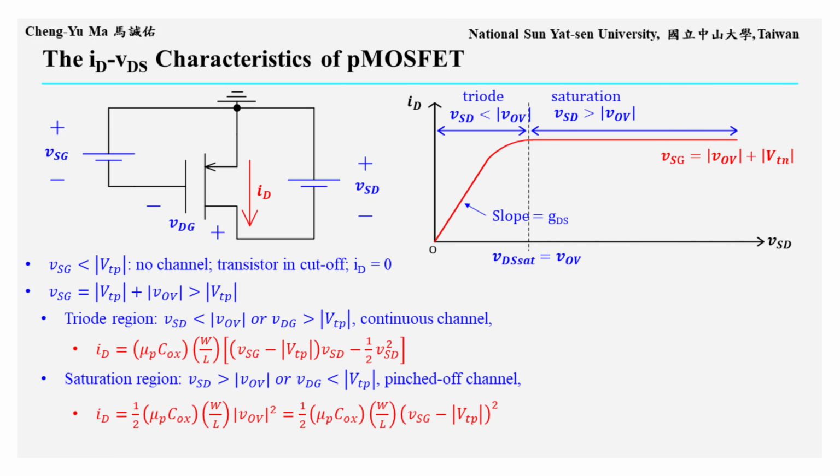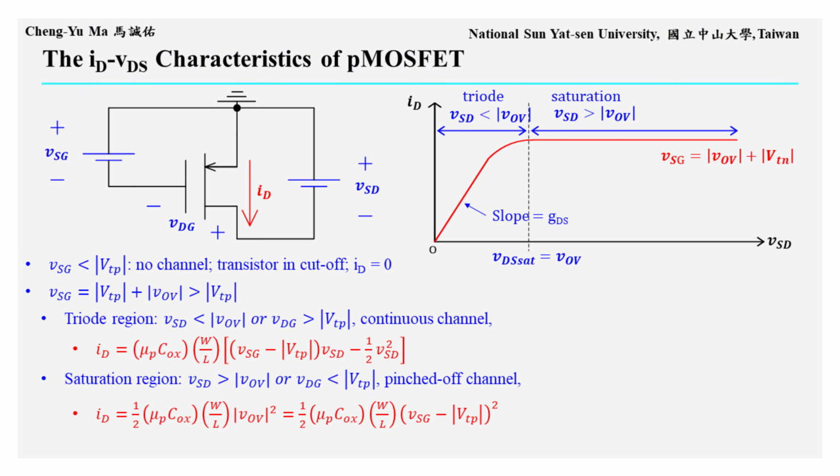When VSG is greater than absolute VTP, if VSD is less than absolute VOV, or VDG is greater than absolute VTP, the device is in the triode region and the channel is continuous. The triode current is ID equals mu p C oxide W over L times the quantity VSG minus absolute VTP times VSD minus 1/2 VSD squared.